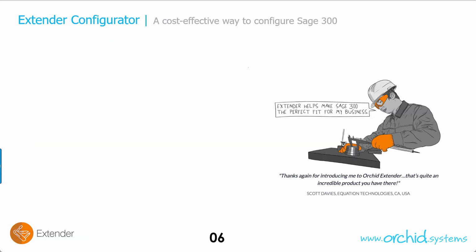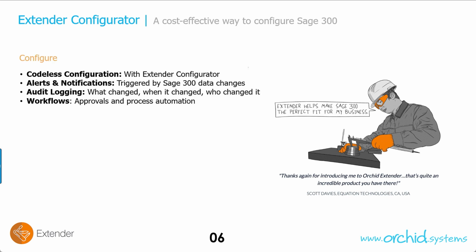Product number 6, Extender Configurator, is a cost-effective way to configure Sage 300. You can do codeless configuration, starting with alerts and notifications that are triggered by Sage 300 data changes. When a record is inserted, when a record is updated, when a field changes in Sage 300, we can send an email notification or create an Information Manager note.